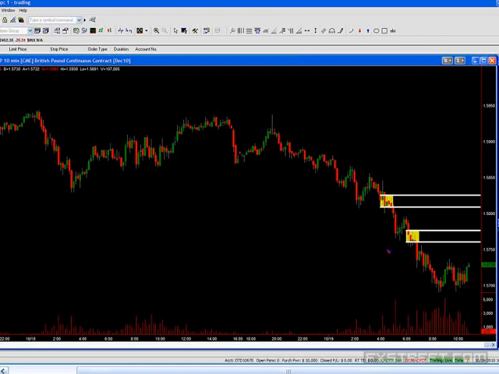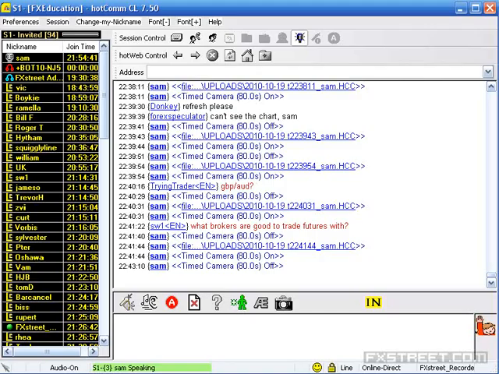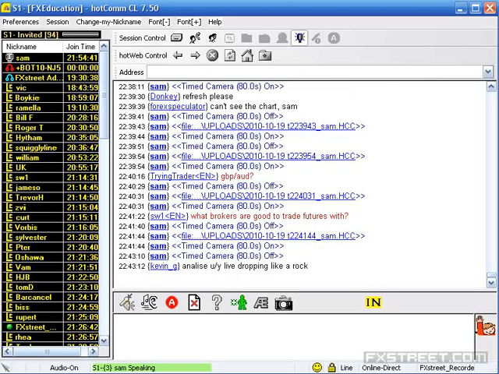Now, the other thing is, these two levels here are quite a bit nicer than that last one we found because they're so small and short.